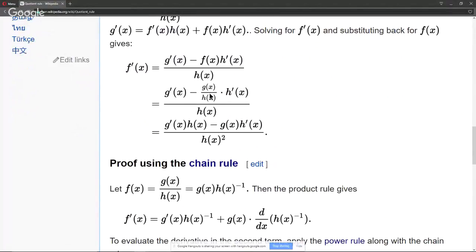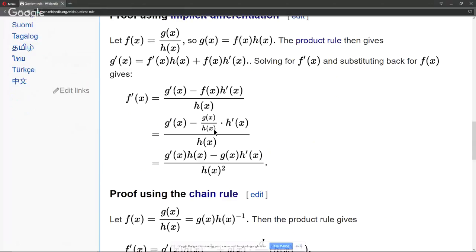Look at when you times that by h over h, h x over h x, what happens? Bottom goes to h x squared. We already agreed. The top, the h x will be times by this, giving you this, right, Midnight? Yep. Okay. The other h x, since this right here is actually in the numerator, when I times this whole thing by h of x, all it does is get rid of this bottom one, leaving me g of x times h prime of x, which is this. There you go. That is how you go from this to this. That's how you prove the quotient rule.